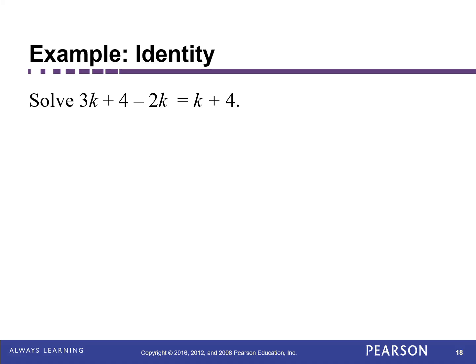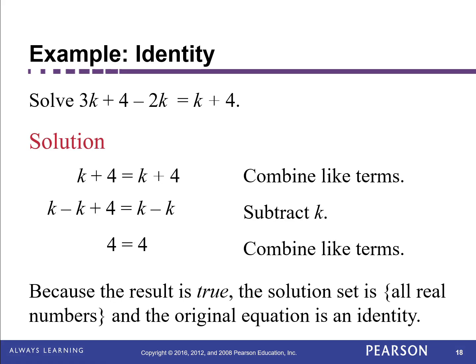Let's check out what an identity would look like here. So for an identity, let's solve it through. The first thing I'm going to do is simplify. 3k minus 2k is k. You wind up with k plus 4 equals k plus 4. And you should already kind of tell that something's up there because both sides are the same. Let's say I subtract a k off of this side and subtract it over here. I'm going to wind up with just 4 equals 4, which is a true statement.